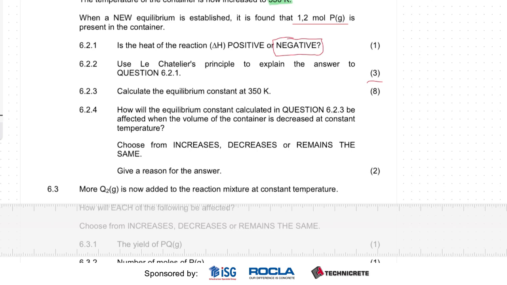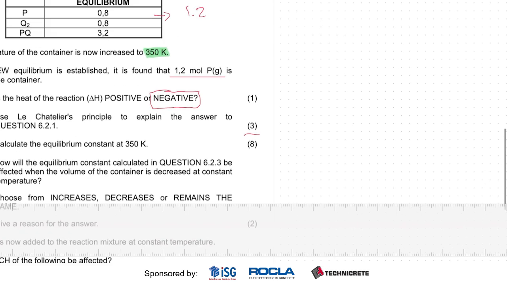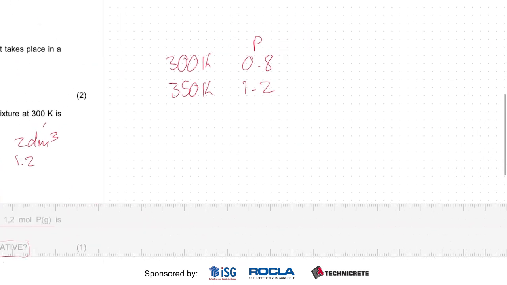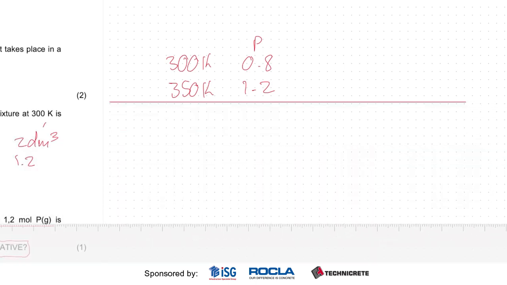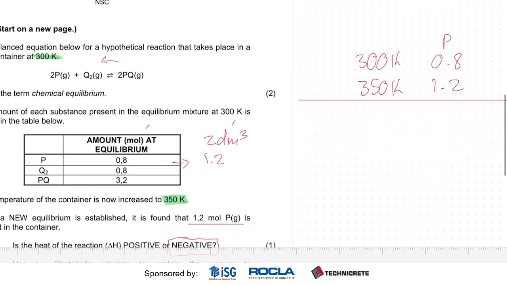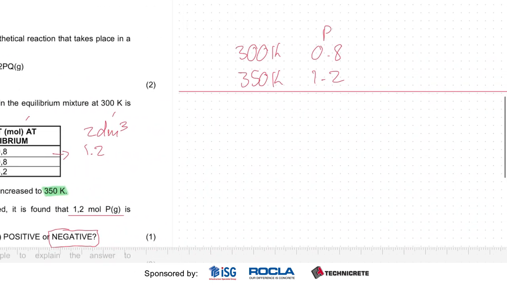Calculate the equilibrium constant at 350 Kelvin. Okay. So usually for this type of question, it's best to make a table. Okay, so we can start with our initial, change, and equilibrium concentrations.